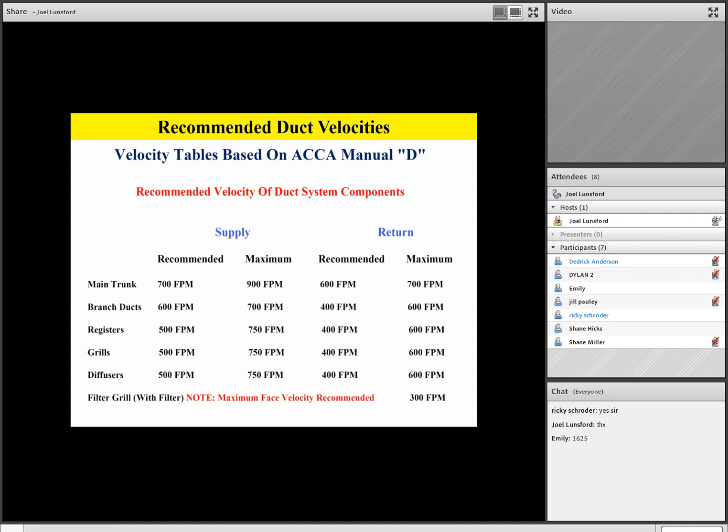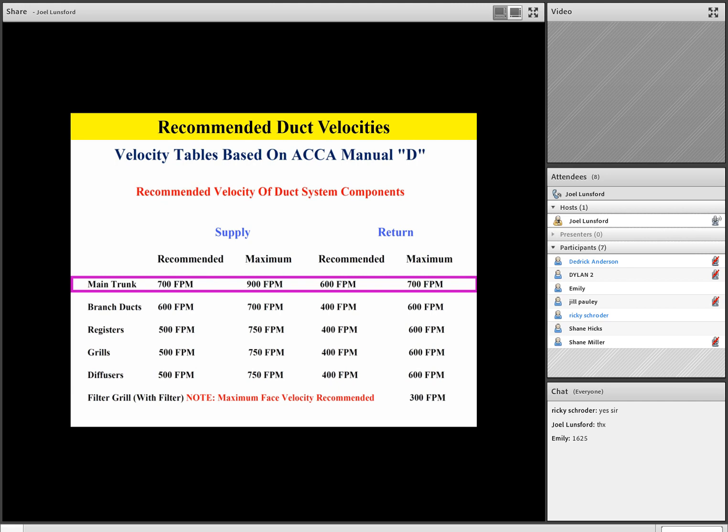And again, this is all based on ACCA Manual D. This is right out of ACCA Manual D, this velocity table. So we see that on the main trunk, the main trunk would be our main ductwork, where all of our branch ducts come off of. This is what's going to come directly off the equipment, the main trunk.